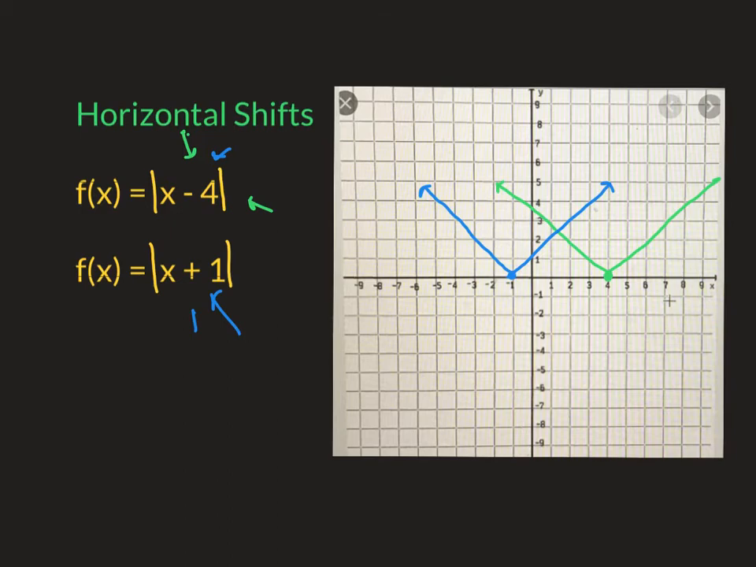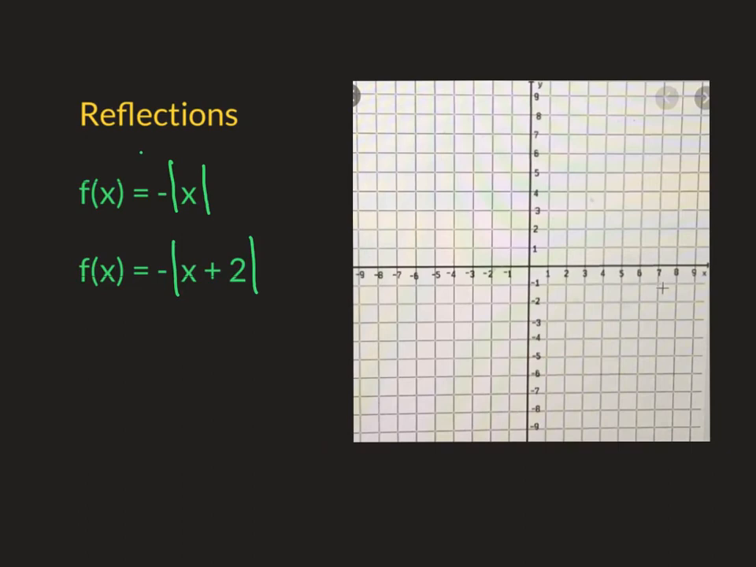All right, we have 2 more here. Or we can also do reflections, much like yesterday. Remember, we have a negative sign in the front that reflects it across the x-axis. It kind of flips the graph upside down.